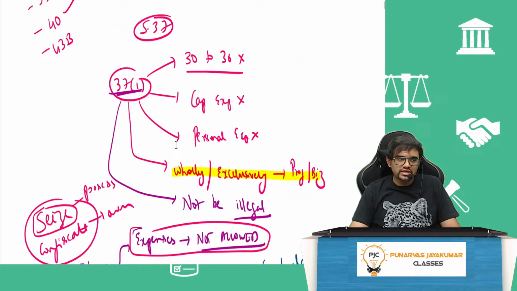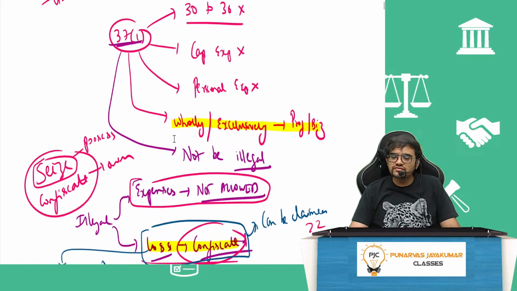Section 37 is general expenditure. This is where sections 30 to 36 will not be covered. Whatever we have discussed now is not covered. It should not be a capital expenditure. It should not be personal expenditure. It should be wholly and exclusively for the profession or business. It should not be illegal. If anything is illegal, the expense is not allowed.